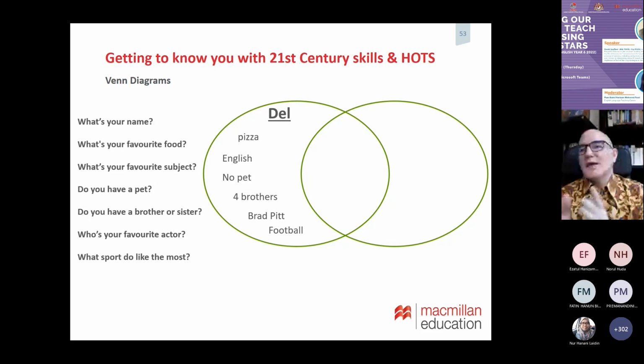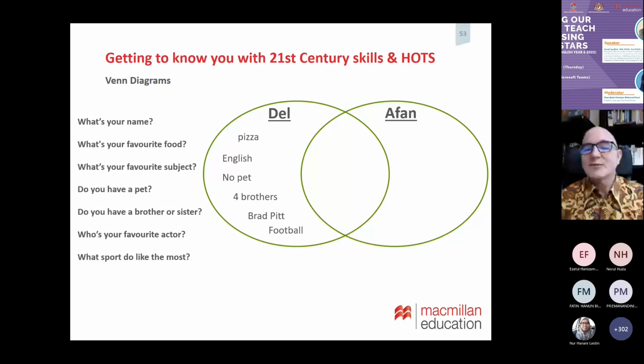Now I'm going to get together with my friend. My friend is called Afan. He's my Malaysian friend who I met yesterday. And I've asked him his name, and he told me his name was Afan. So we have different names. So Afan will stay in the Venn diagram on the right-hand side.